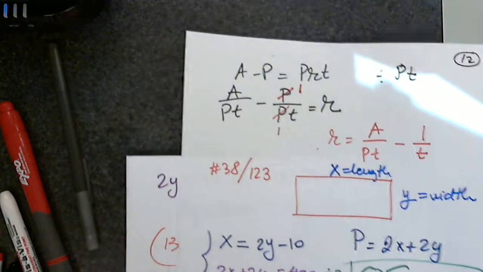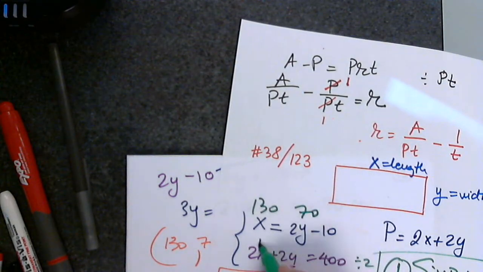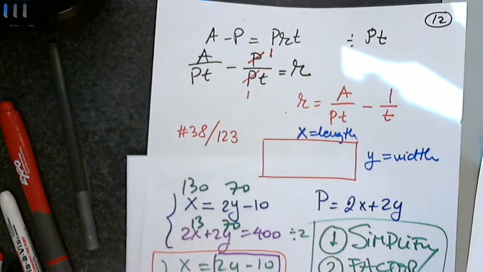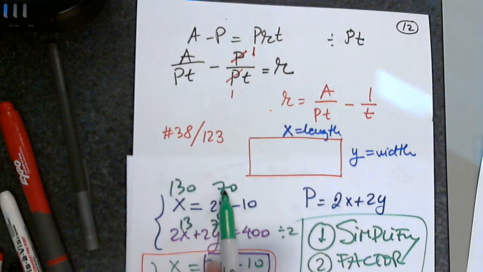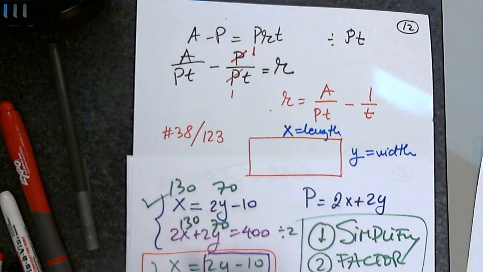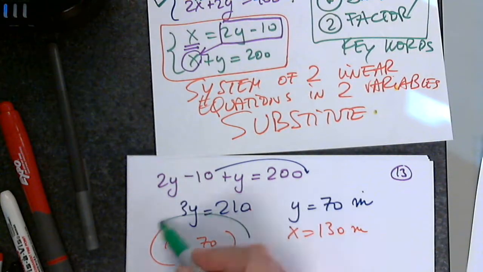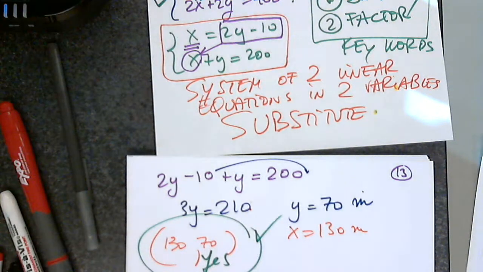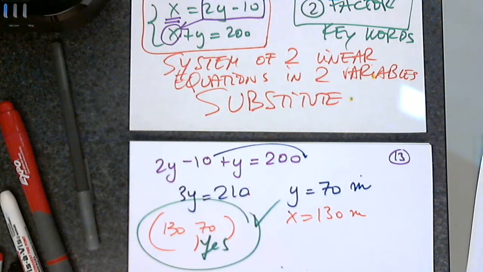Plug it in, exactly. Right here, back in the original problem. So x is 130 and y is 70. I have to check both, and the solution must work in both. Otherwise, it's not the solution. So 2 times 70 is 140 minus 10 is 130. Check. 2 times 130 is 260, and this is 140. How much is 260 plus 140? 400. And now I know that this is yes. I checked. You don't need me, and I don't need you, right? I go back and check, and I don't have to wait for you to say, hey, is it correct? No, I go back and check.